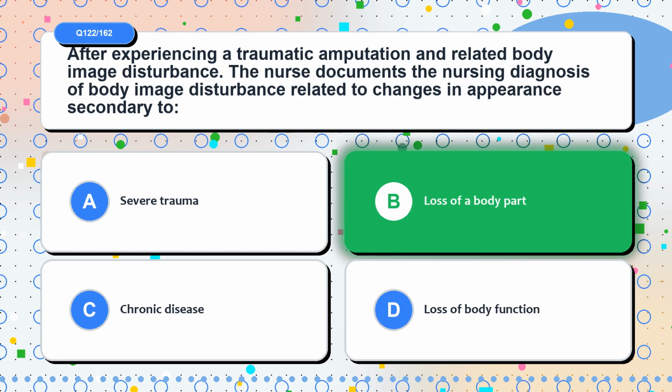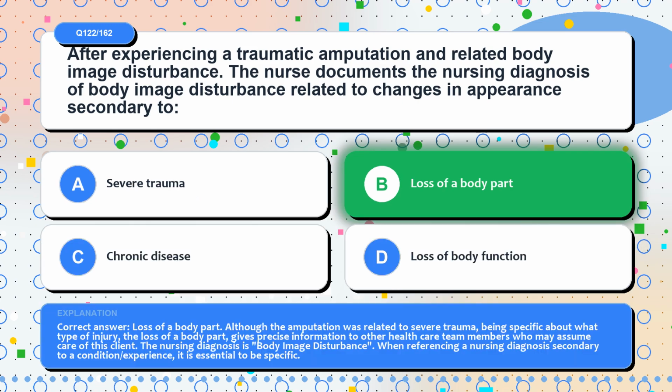The correct answer is option B. Loss of a body part. Correct answer: loss of a body part. Although the amputation was related to severe trauma, being specific about what type of injury, the loss of a body part, gives precise information to other healthcare team members who may assume care of this client. The nursing diagnosis is body image disturbance. When referencing a nursing diagnosis secondary to a condition or experience, it is essential to be specific.